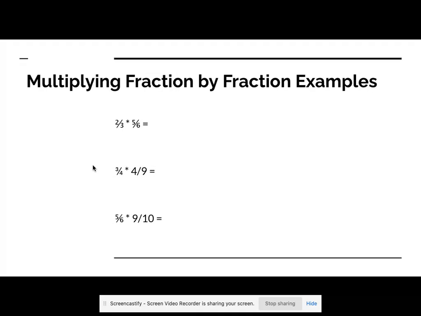Looking at 2/3 times 5/6, I can only see here, so 5/9 ends up being my final answer. Sometimes you might not be able to cancel anything. Sometimes you might be able to cancel from both of your fractions on your numerator and denominator. We'll have an example like that in a minute.